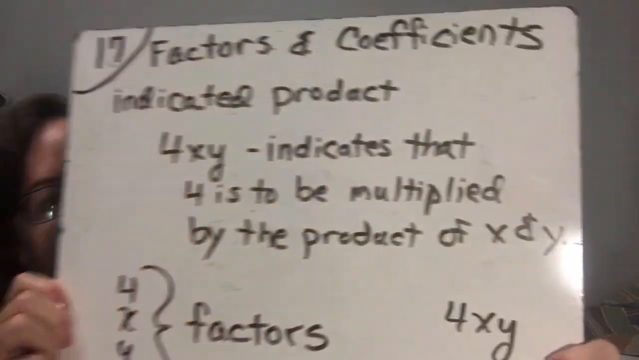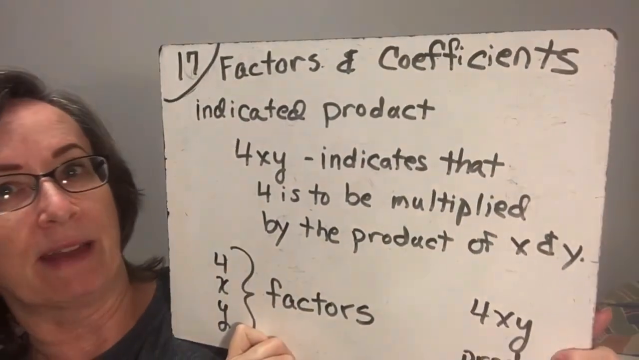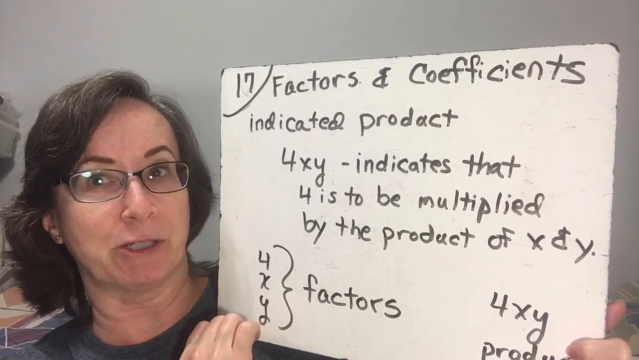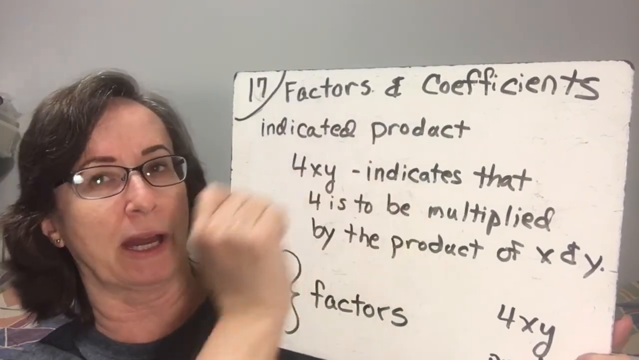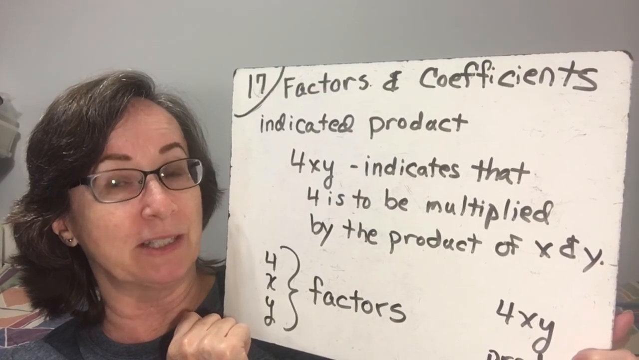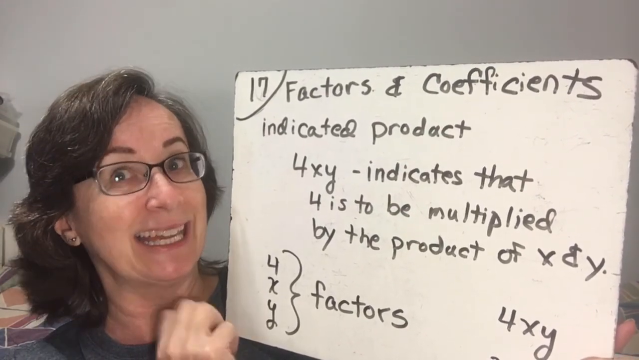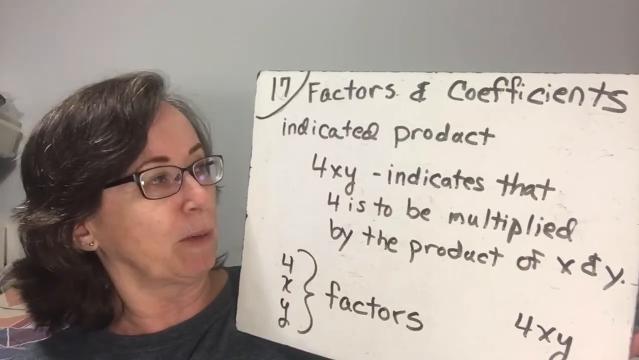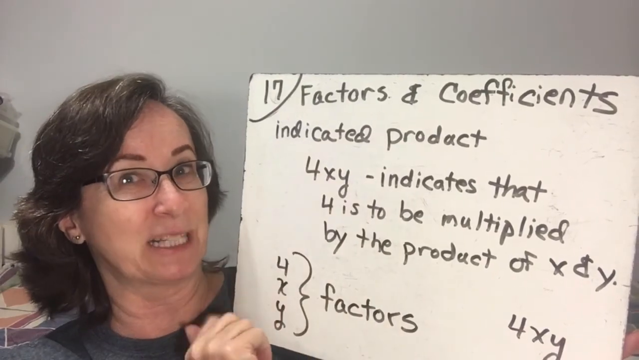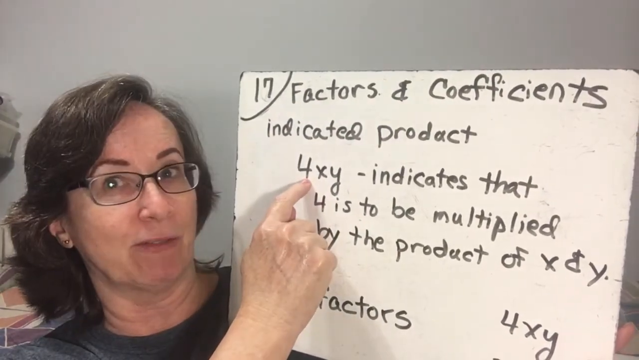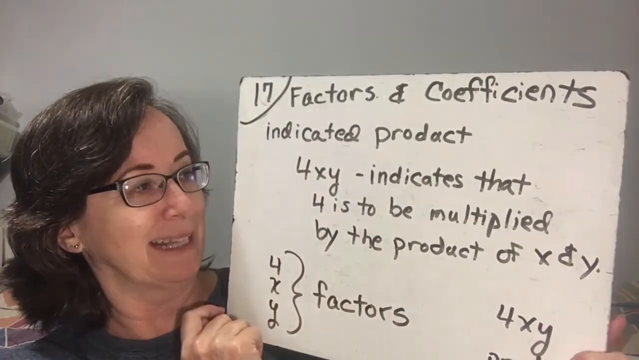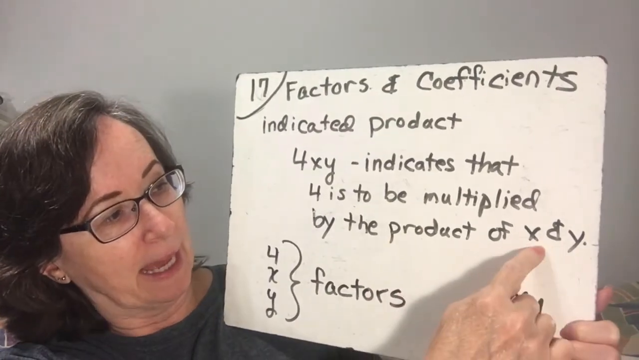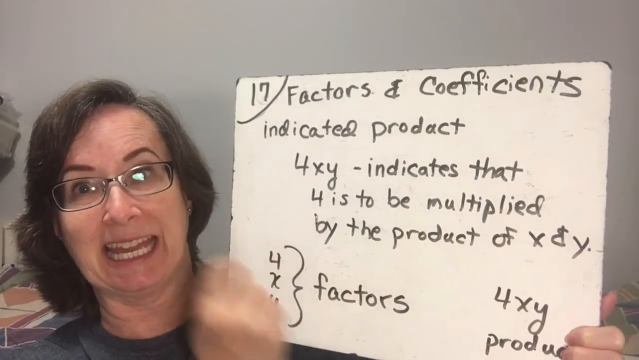So this is the first part, which is mostly definitions. Okay, so we're talking about factors and coefficients. And the first part of the vocabulary they were trying to teach you in this lesson is the indicated product. So the indicated product means something is being multiplied together and it's indicated multiplication. So 4 times x times y, whenever we write variables right side by side, that's multiplication. And since we have a 4 here multiplied by x and y, that indicates that 4 is to be multiplied by the product of x and y. So that is an indicated product.